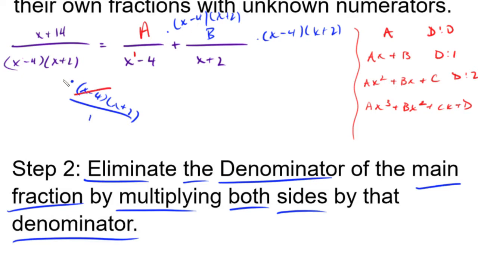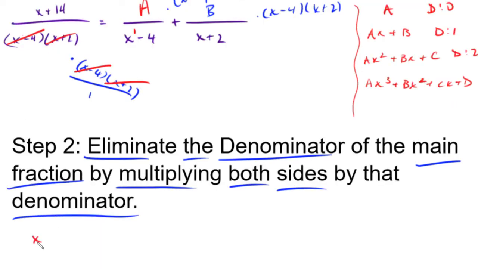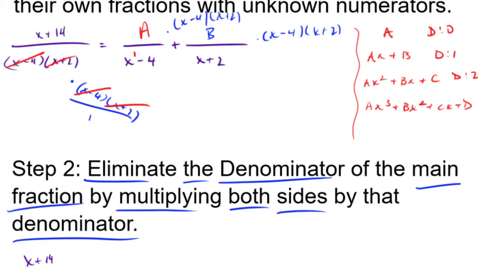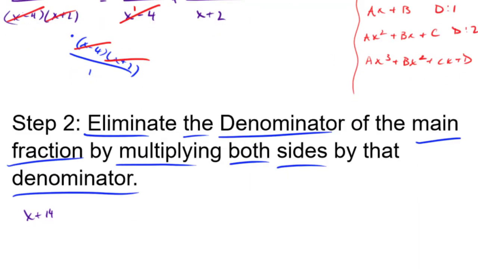The x minus 4 and the x minus 4 cancel. The x plus 2 and the x plus 2 cancel. And you are left with x plus 14. This entire denominator canceled. Over here, the x minus 4 and the x minus 4 cancel, but the x plus 2 stays in the numerator. So you're going to have a times x plus 2.